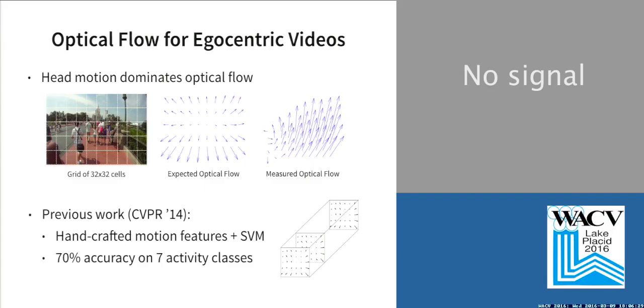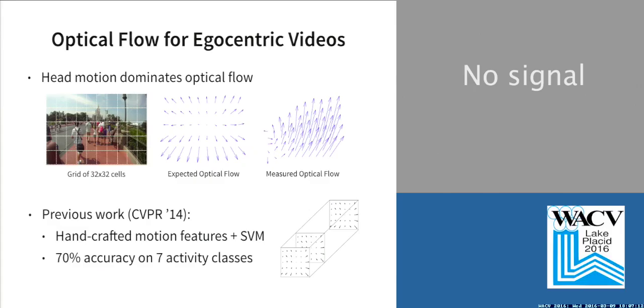So I'll talk a little bit about optical flow for egocentric videos. The main challenge with using optical flow in these kind of head-mounted cameras is that head motion dominates the optical flow. You can see in this grid, when we take sparse optical flow on, let's say, 32 by 32 cells, then we expect, if the person is walking forward, to see something like the middle frame. But what we actually see is a bunch of these sharp head motions when we look at the instantaneous optical flow. So what we need to do is look at a volume of optical flow over a few seconds.